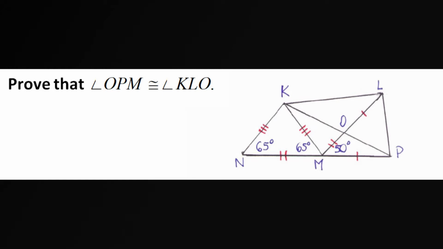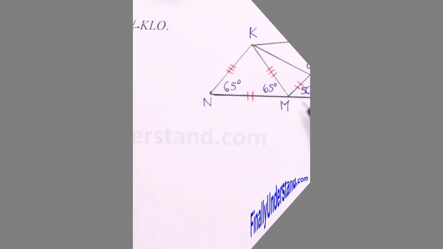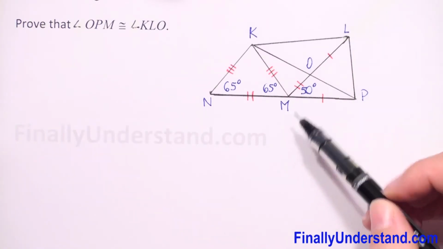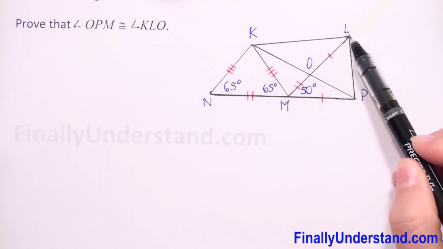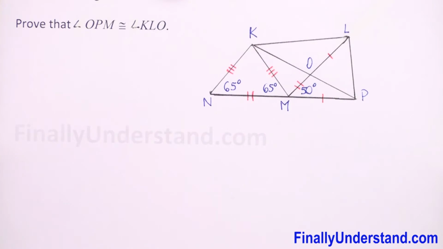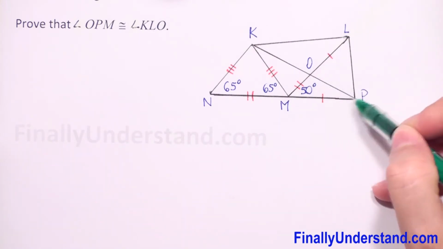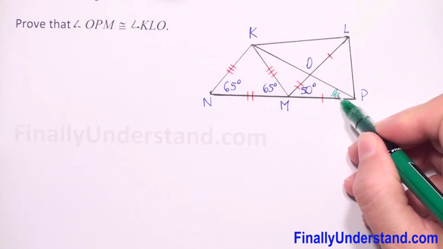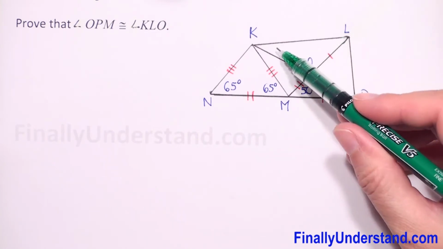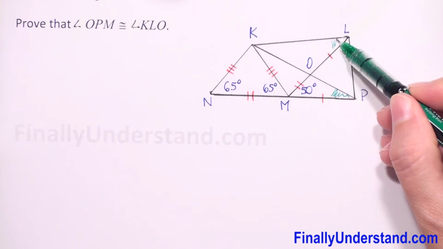We have to show that angle OPM is congruent to angle KLO. Let me shade this angle. We have to show that angle OPM, so this angle, is congruent to KLO, to that angle.